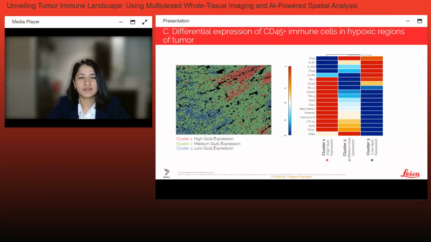Therefore, using this analysis, we get a sense of what immune cell types might be associated with increased GLUT1 expression, but we still don't know if there's a major increase in the number of some of these major immune cell types within the GLUT1 positive regions.